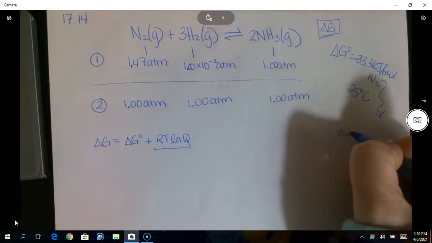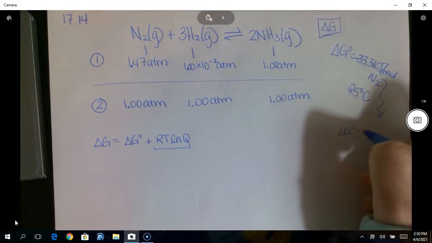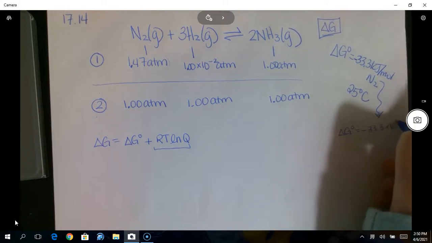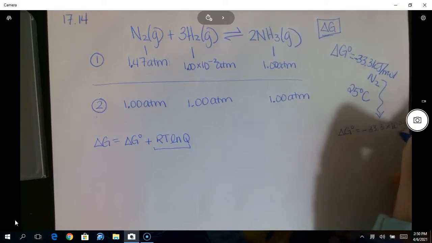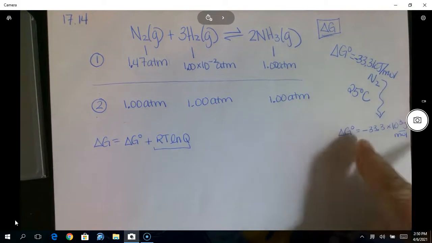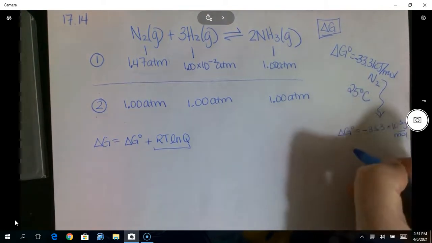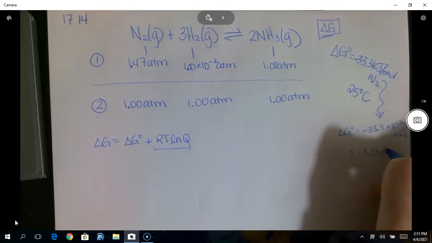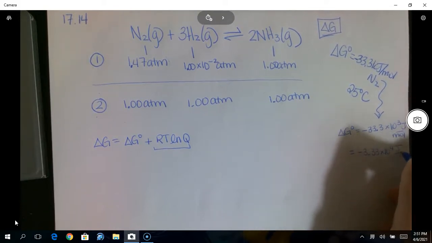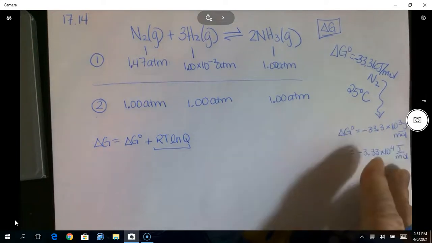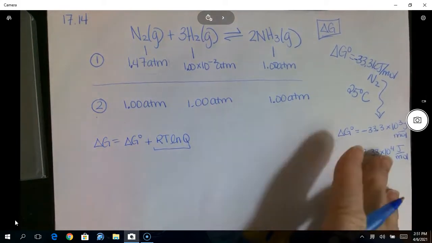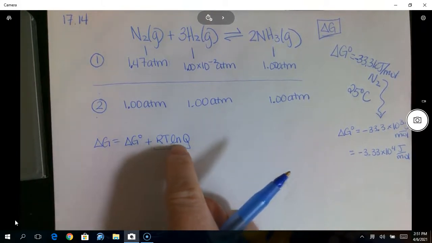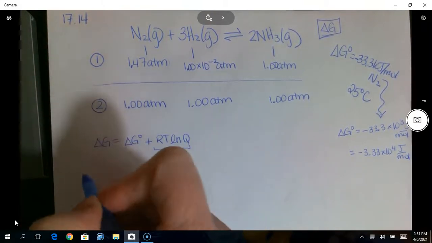So delta G standard, we're actually going to make this negative 33.3 times 10 to the third joules per mole. And then we need to make this standard scientific notation. So this is negative 3.33 times 10 to the fourth joules per mole. So I'm just kind of working that out right now so we don't have to come back and do that later. For both of these, we're going to analyze RT ln Q for each situation.